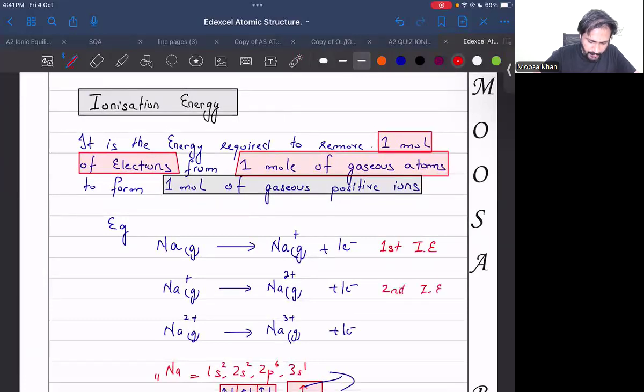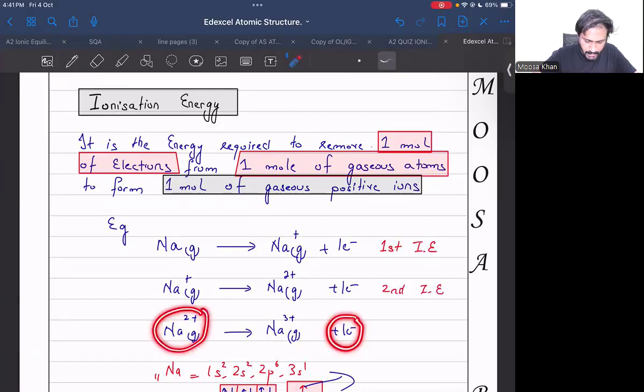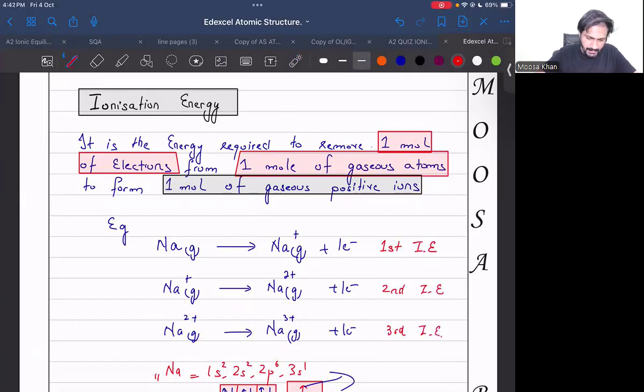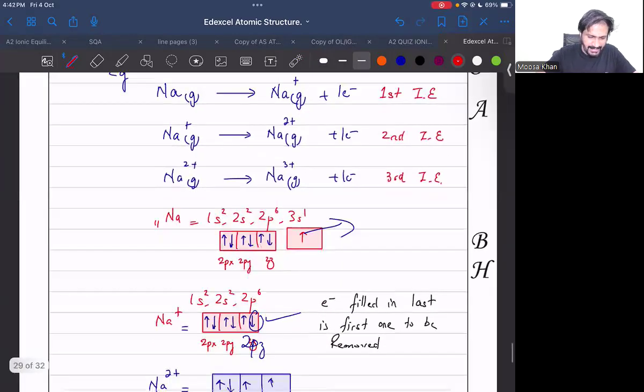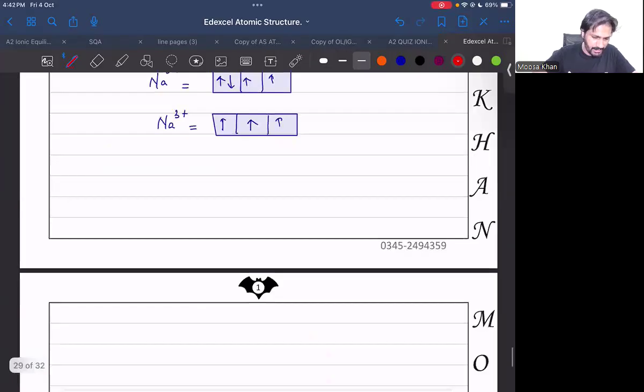Similarly, when you remove 1 more mole of electrons from 1 mole of gaseous sodium positive 2 ion to form sodium positive 3 ion, then this is known as the third ionization energy. So we need to define them separately as well. First we will write the definition of first ionization energy, then second ionization energy, and third ionization energy.